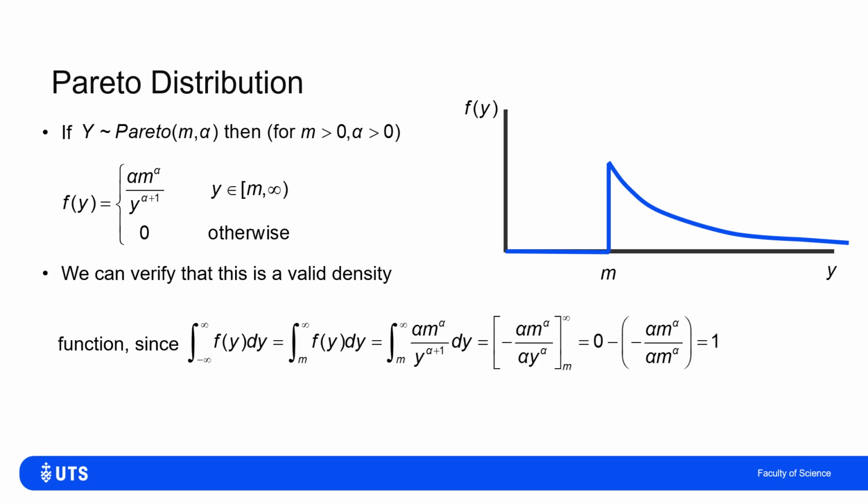So I can show it's a valid density function by integrating it and showing it integrates to 1. So alpha m to the alpha over y to the alpha plus 1 integrates to alpha m to the alpha over minus alpha y to the alpha. Evaluate that between the two limits, and I get 1.